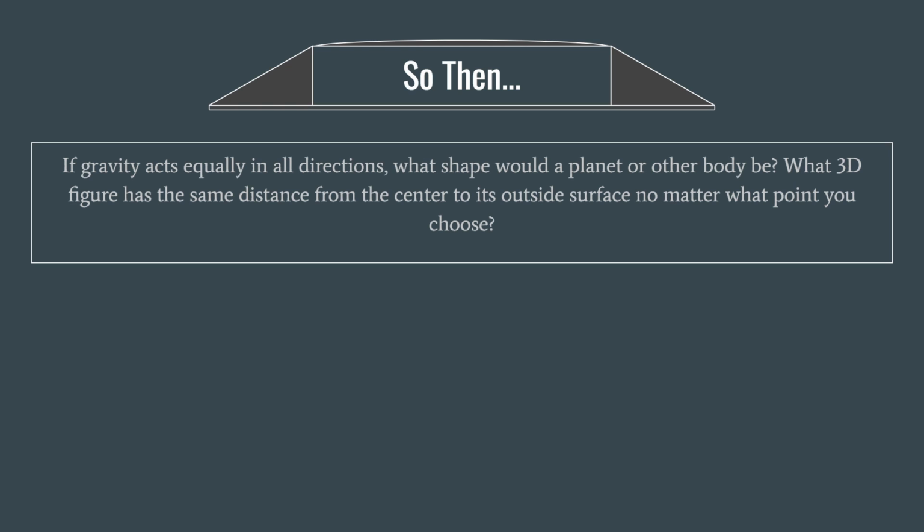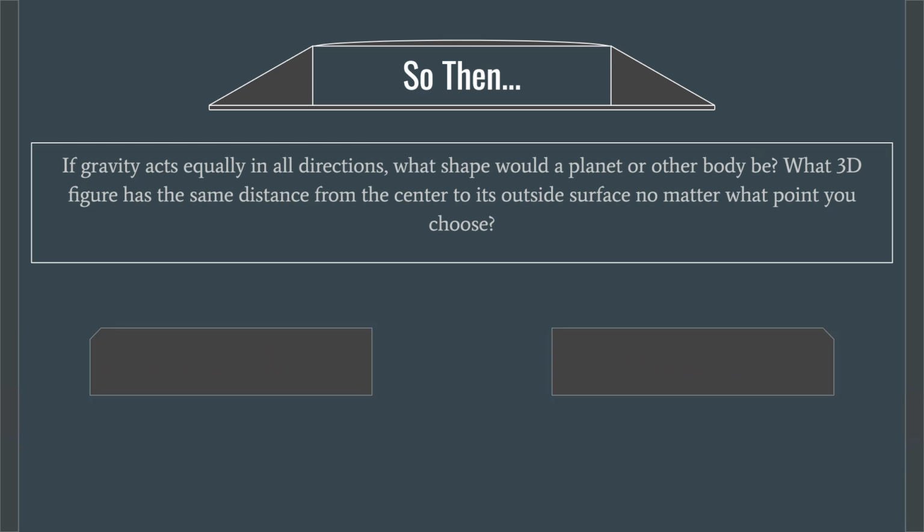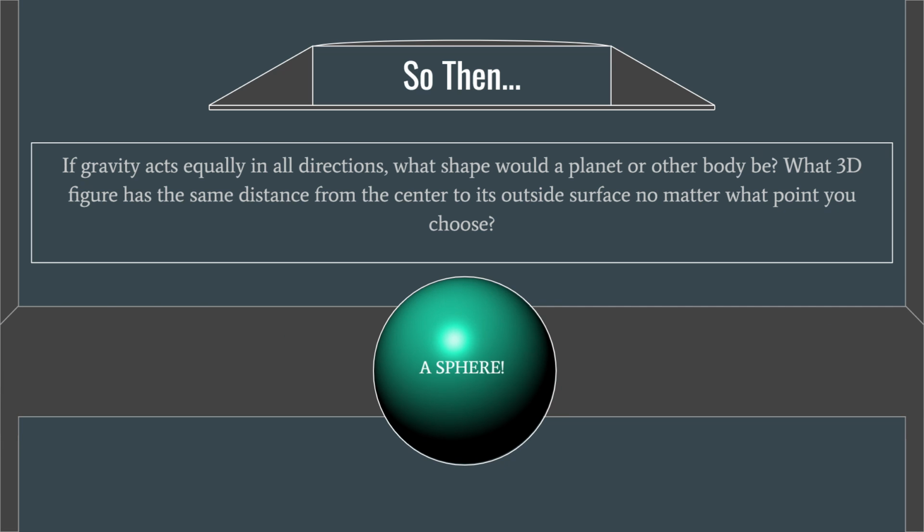So then, if gravity acts equally in all directions, what shape would a planet be? What 3D object has the same distance from its center to its surface no matter what point you choose? That would of course be a sphere. And that's why planets are spherical.